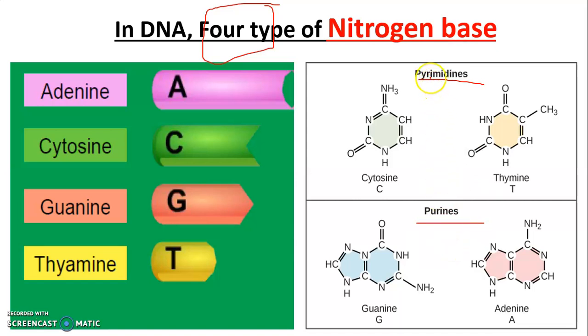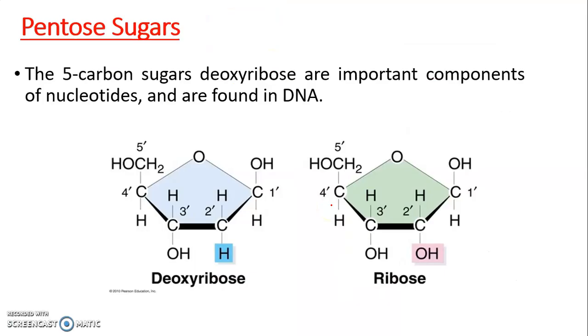The pyrimidine derivatives have a six-membered ring structure, and the purine derivatives have a six-membered ring connected with a five-membered ring. Pyrimidine has two types of nitrogen base, cytosine as well as thymine, and purine has two types of nitrogen base, guanine and adenine, for the DNA.